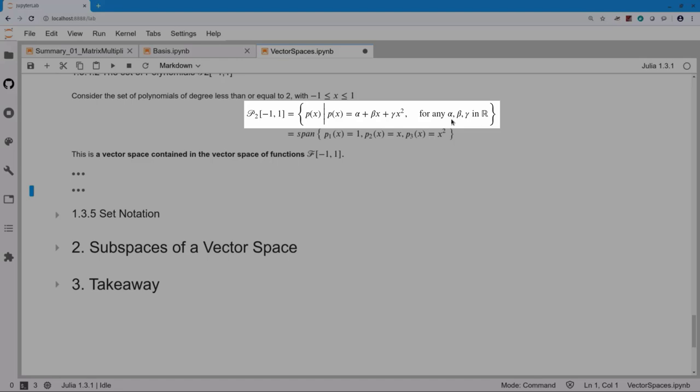One thing to notice is that if I make a definition, if I say, hey, wait a second, p1 of x is just a constant 1, p2 of x is just x, and p3 of x is just x squared, then I can rewrite that definition as a span. It's just the span of the functions p1 of x, p2 of x, and p3 of x. And we already know from the theorem we quoted above that spans are vector spaces, a vector space inside of the vector space of functions.